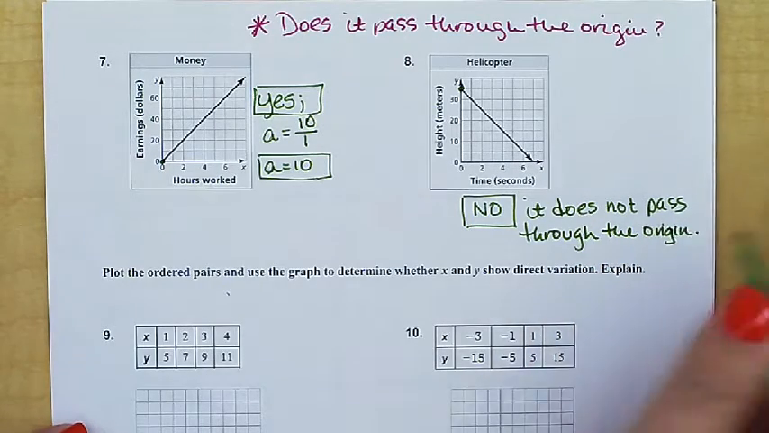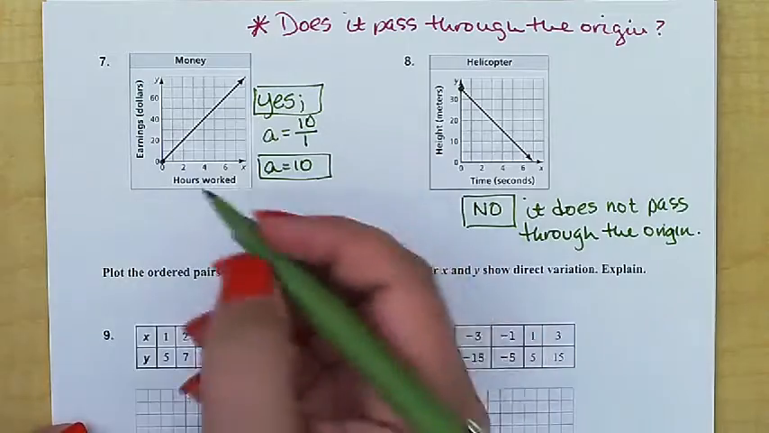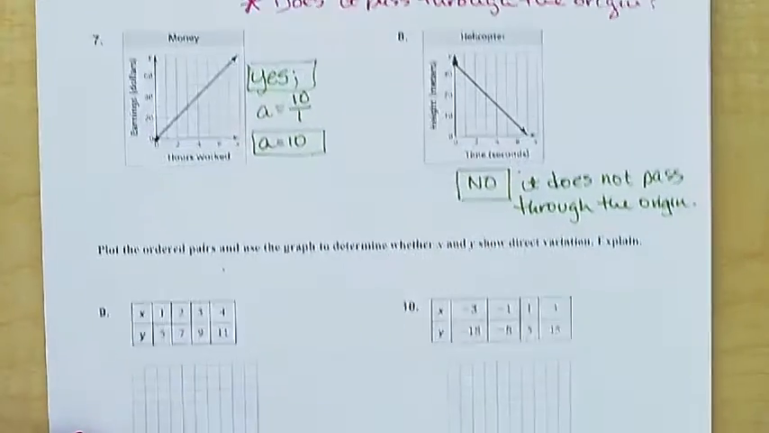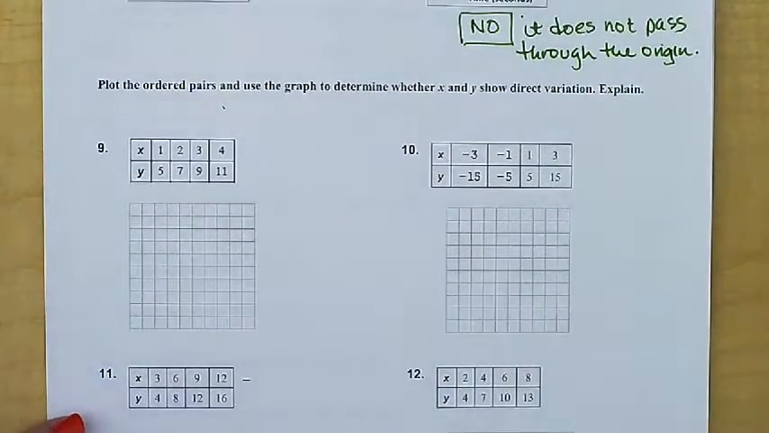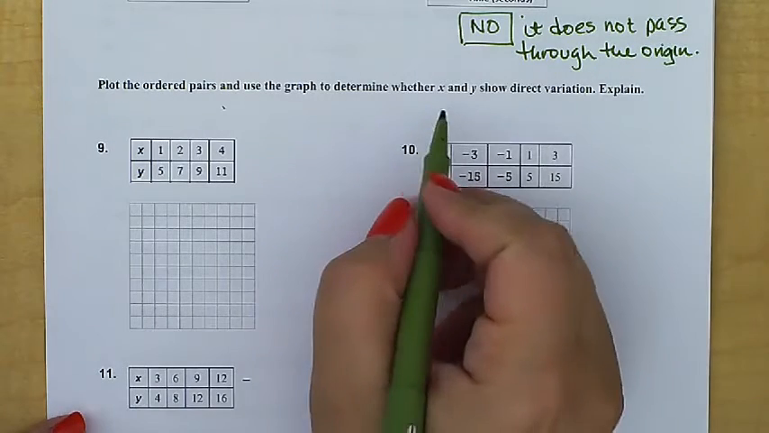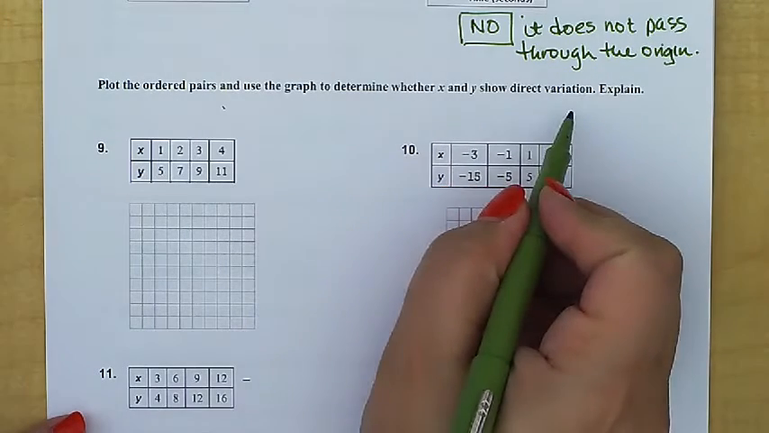Origin. There we go. Okay. And this one's yes because it passes through the origin. Okay. What about from a table of points? So we're going to do a couple of things here. It says plot the ordered pairs and use the graph to determine whether x and y show direct variation.